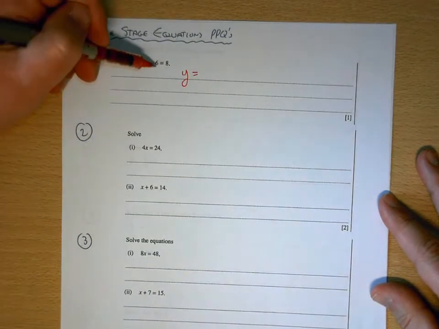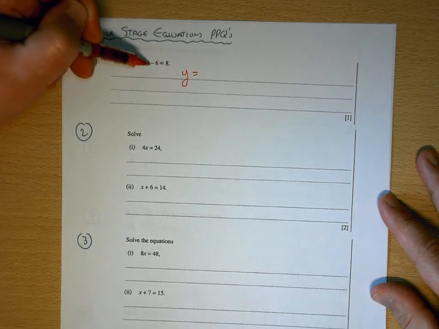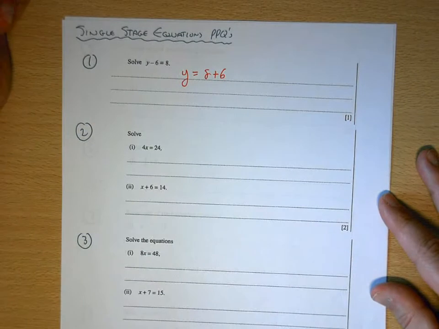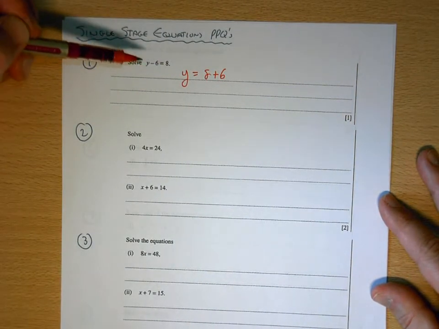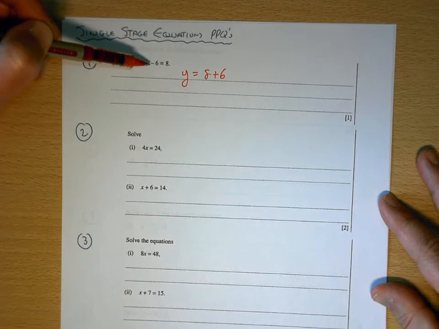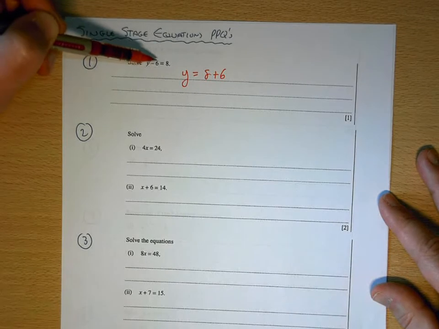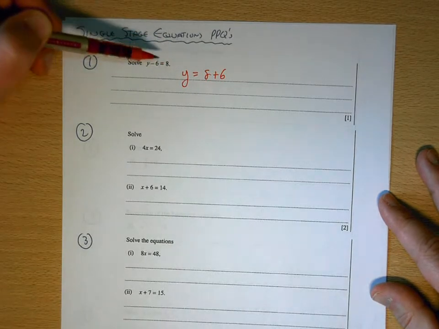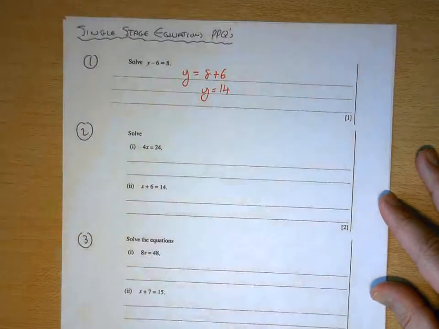But I have to do whatever I've done to both sides of the equation. So if I've added 6 to that, I've got to add 6 to that as well. This leads to another way that you may have been taught, which is change sign, change side, change sign. I want to move that negative 6 across the equal sign. If I'm doing that, it changes from a minus to a plus, its opposite. So y in this case is 14.